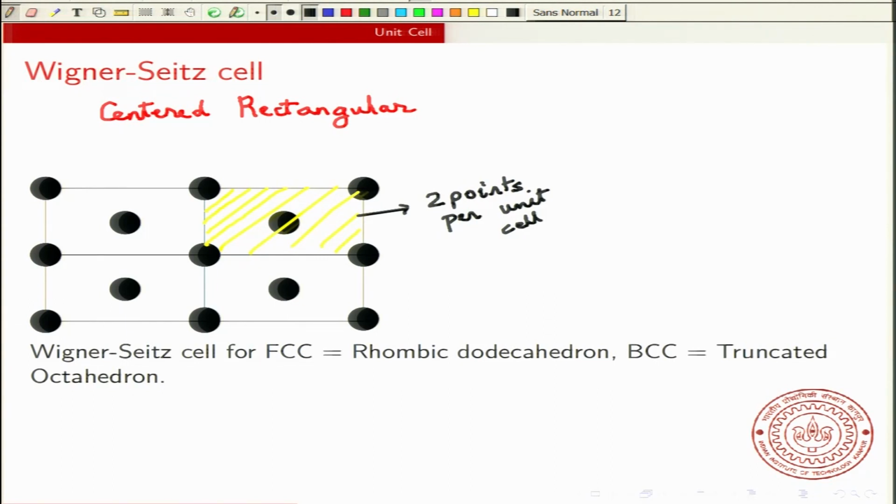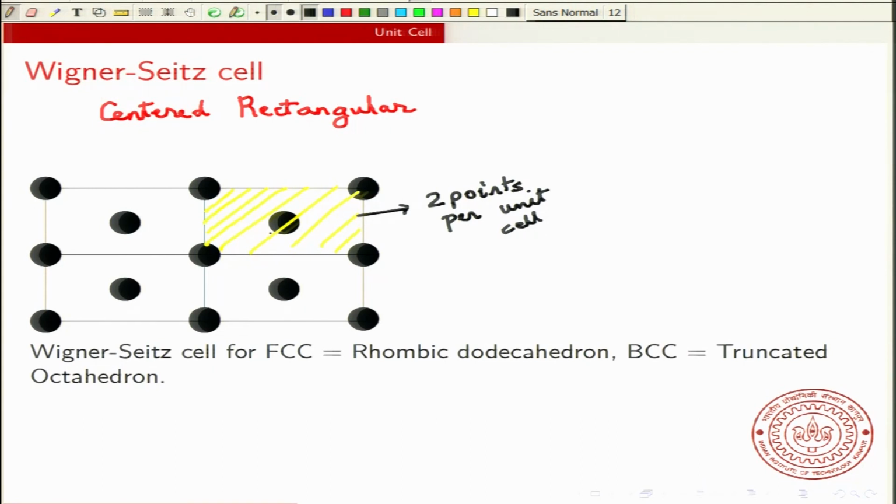Because this is a 2-dimensional lattice, each of these contributes to this atom right here. It is a part of 4 cells: this cell, this cell, this cell, and this cell. So to this unit cell it contributes 1/4, and each of these contributes 1/4. So you have a total of 1 atom due to this, and then you have 1 atom which is entirely inside the cell. So you have 2 points or atoms, if these were atoms, per unit cell in this yellow cell.